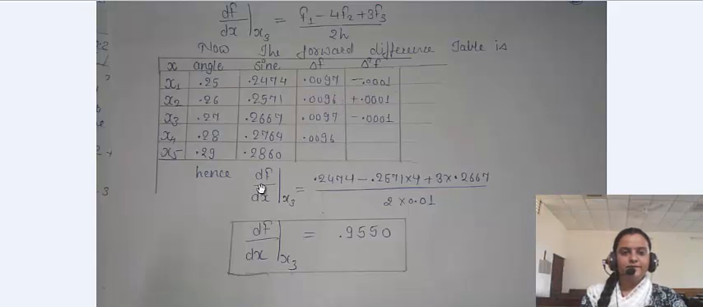Now df by dx at x3 is equal to 0.2474, that is f1, the function value corresponding to the point x1, minus 0.2571 into 4 plus 3 into 0.2667, upon 2 into 0.01. Finally, after calculating this, we got df by dx at the point x3, that is at point 0.27, is equal to 0.9550. So finally we got the answer of differentiating the function at point x3 as 0.9550.